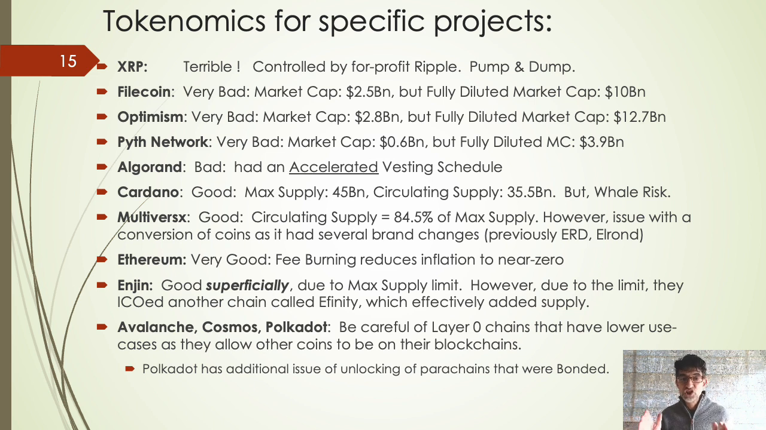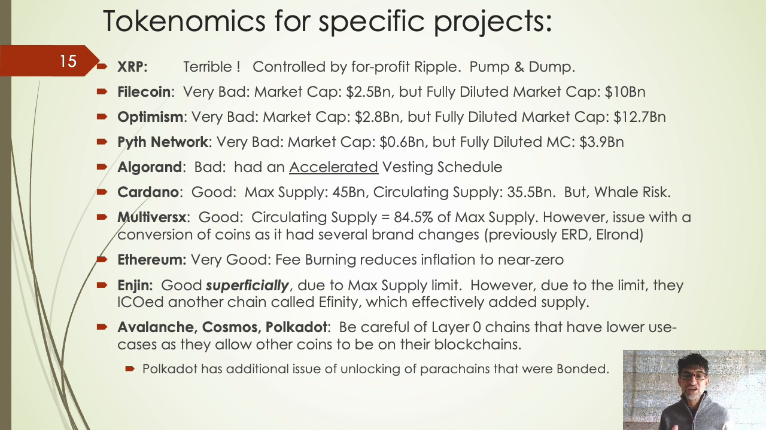Cardano is a case where we have good tokenomics because they have a very high, well, not very high, but high circulating supply. However, I don't know if we should all trust Charles Hoskinson. He's a very controversial guy, I should say. And there have been some patterns in the chart of pumping and dumping. There is some whale risk with Cardano, but again, they have decent tokenomics in terms of circulating supply.